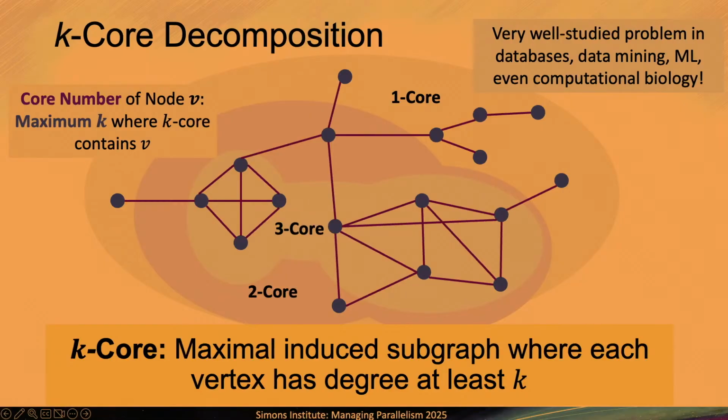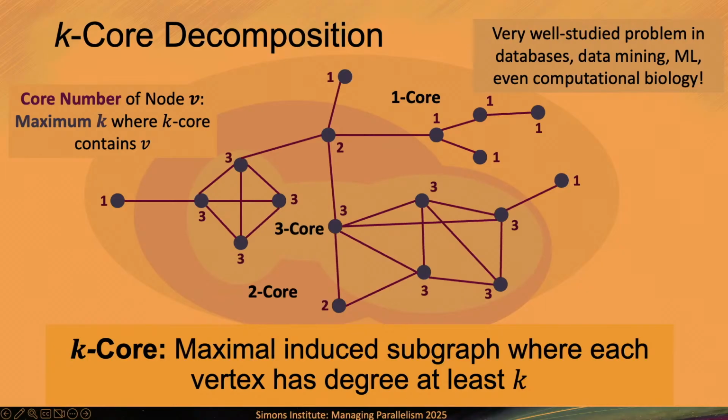And the core number of every node v is the maximum value k where v is in the K-core. So the core number of node v is the maximum value k where the K-core includes v. The core number for every node basically gives you some number determining the importance of that node in your network.